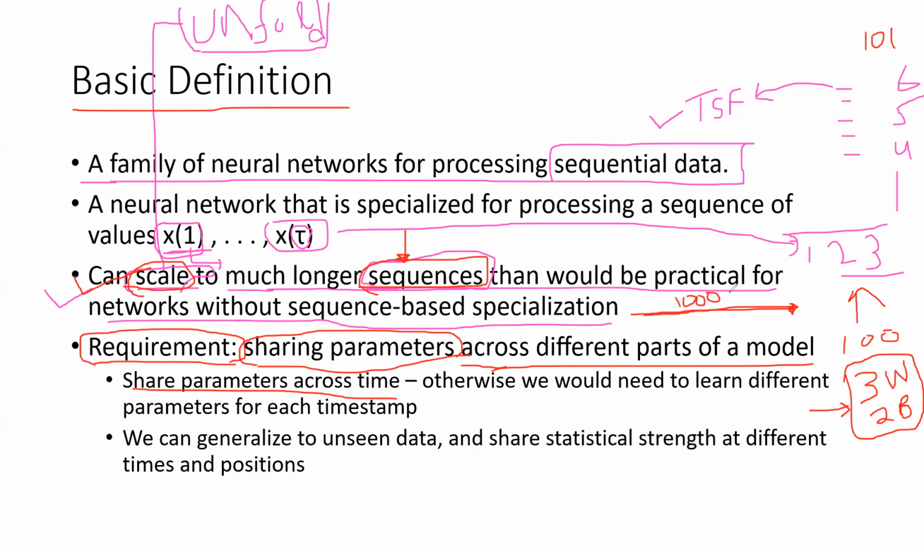Otherwise, if I have 1000 neurons here in the hidden layer of the RNN, and the weights are not shared, then I would need to learn different parameters for each neuron or each timestamp, because one neuron is associated with one timestamp, right? Like I told you that by default, we have a concept of time. So one neuron is associated with a time. And if I don't share the weights, then I have to learn 3000 weight matrices and 2000 bias vectors, which is obviously impossible for me to learn.